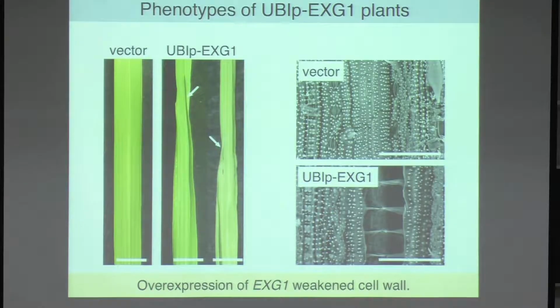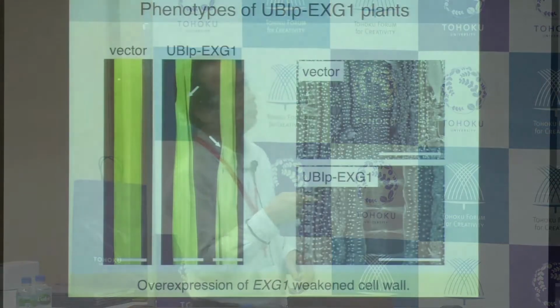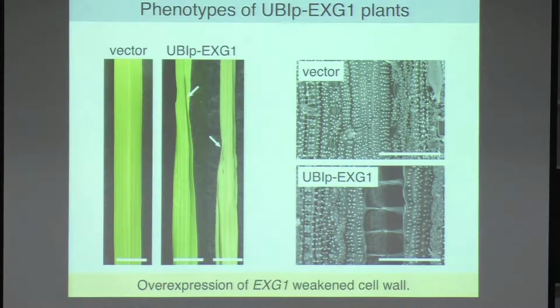However, we observed unfavorable phenotypes in addition to the enhancement of saccharification yields. First, in leaf, in the control plant, we observed a very normal leaf like this. But in the overexpressing plants, we observed separation of the leaf like this. And these are scanning electron microscope observations. In the control plant here, we observed a normal surface of the leaf. But in the overexpressing plant, we often observed cracks like this on the surface of the leaf. So from these results, we suggest that the overexpression of exoglucanase 1 weakened the cell wall.